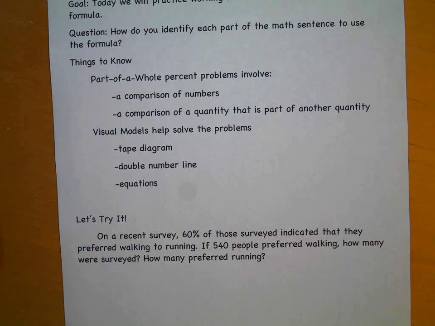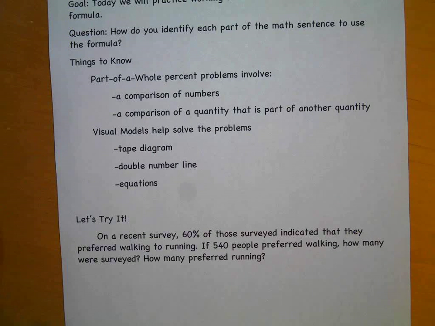On a recent survey, 60% of those surveyed indicated they preferred walking to running. If 540 people preferred walking, how many were surveyed? How many preferred running? Okay, so immediately my brain starts saying, I need to have a model so that I can organize my information, but then I also need to figure out what exactly this question is asking.